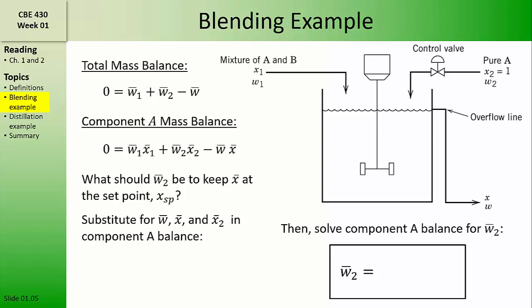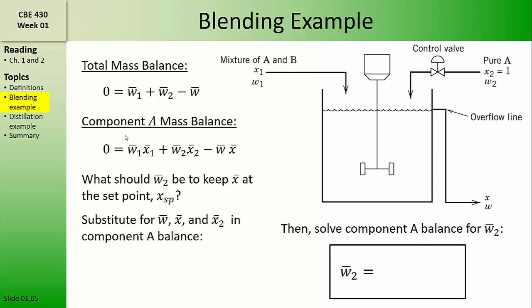To determine that, we'll begin by writing material balances for the tank. Since the tank is maintained at constant volume, and if we assume constant density, then the total mass balance for the tank says that there's no accumulation. So the flow rate in has to equal the flow rate out. And here we use the bar over each of these variables to indicate that these are at their steady state design values. So W1 bar is the steady state value of W1.